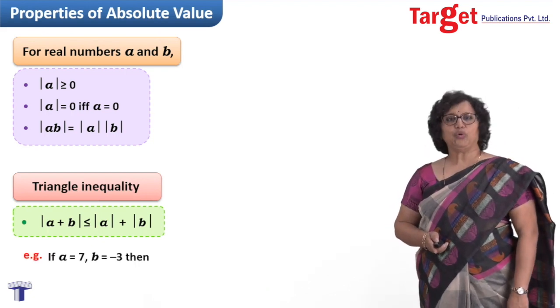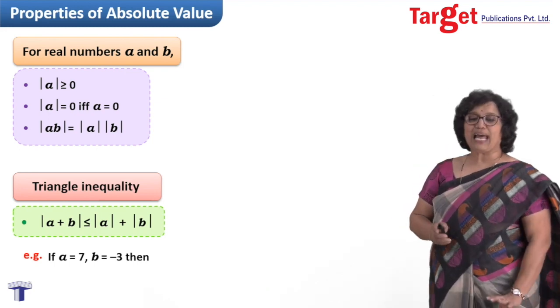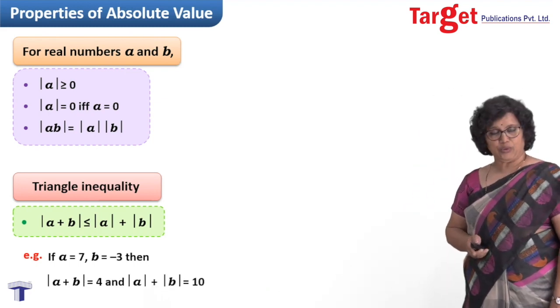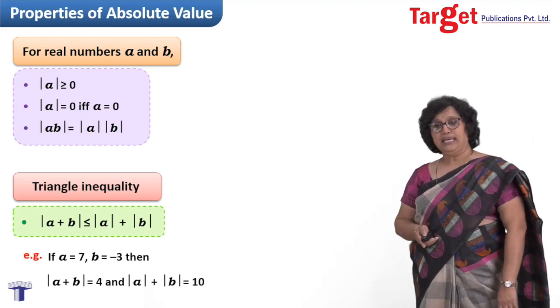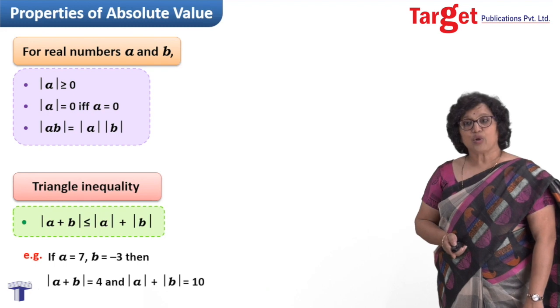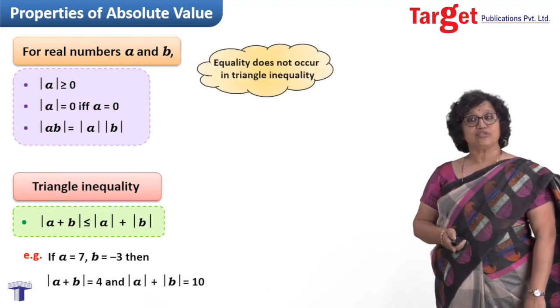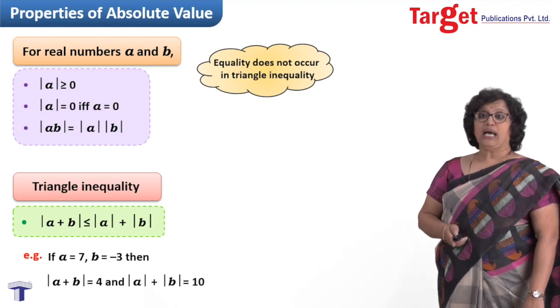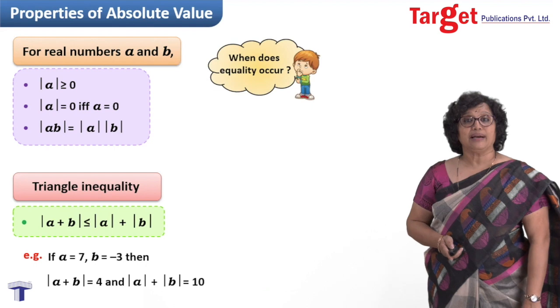Now let us take two numbers a and b. If I take a as 7 and b as minus 3, what will happen to a plus b's absolute value? It would be 4, and absolute value of a plus absolute value of b is nothing but 10. So actually what we have found is 4 less than 10. So equality has not occurred. So there should be some standard rule to understand when does equality occur.